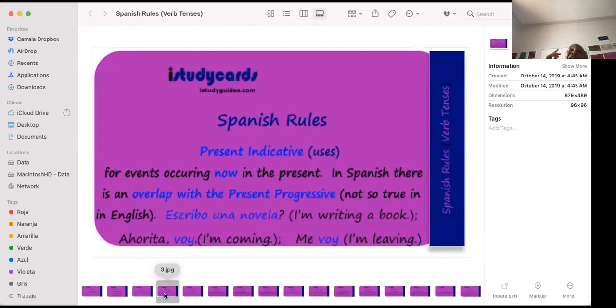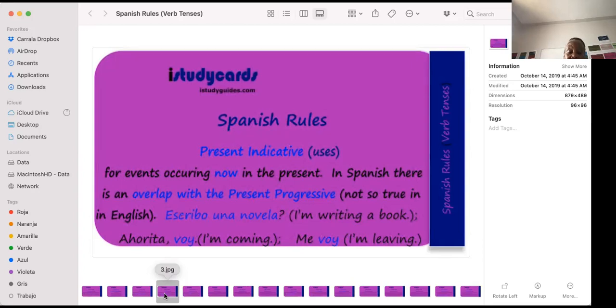Well, I guess unless you would say, all this semester, I'm working on a book that I'm writing. Okay, I'm writing a book. But you would have to let the listener know that you're talking during a particular period of time, a short period of time, you will be doing this action. In Spanish, no, escribo una novela.